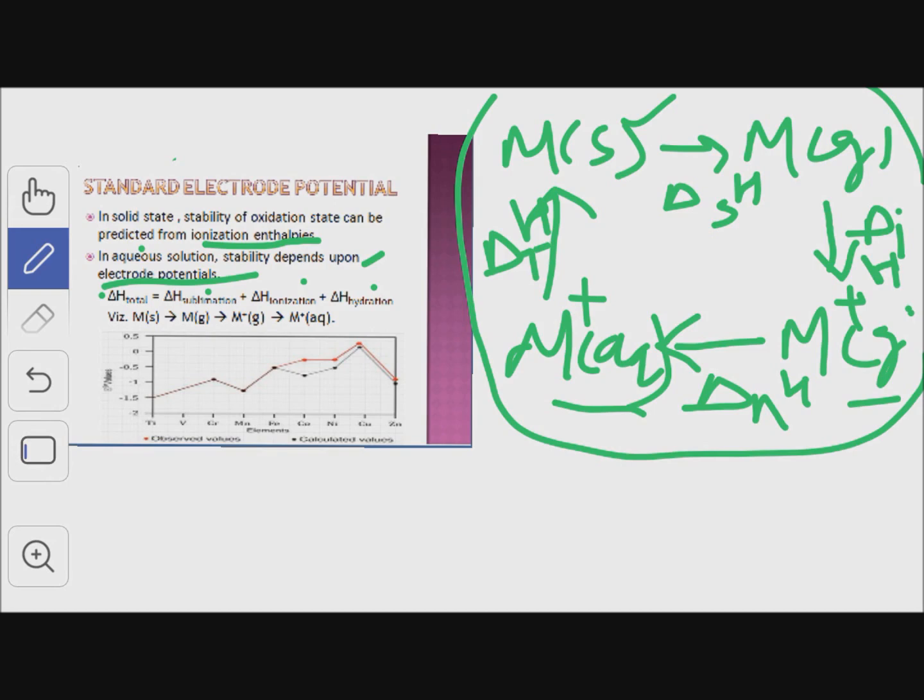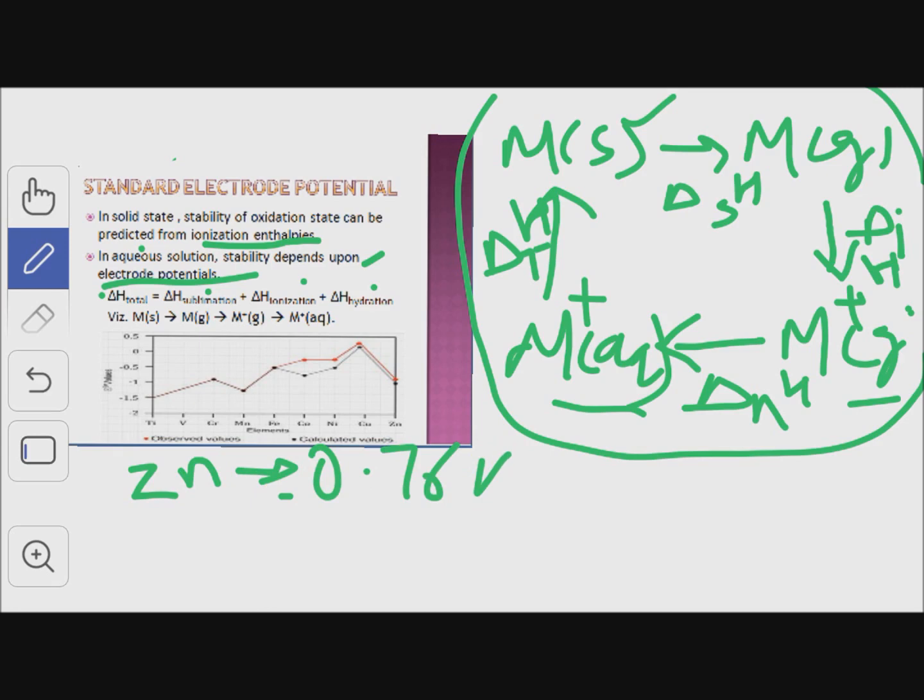And the lower the electrode potential, that is, the more negative the standard reduction potential of the electrode, the more stable is the oxidation state of the transition metal in aqueous medium. For example, in case of zinc, its value is minus 0.76 volts.